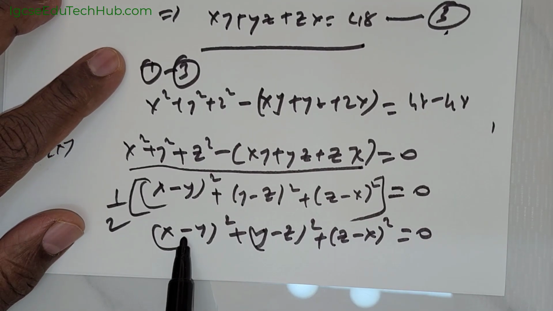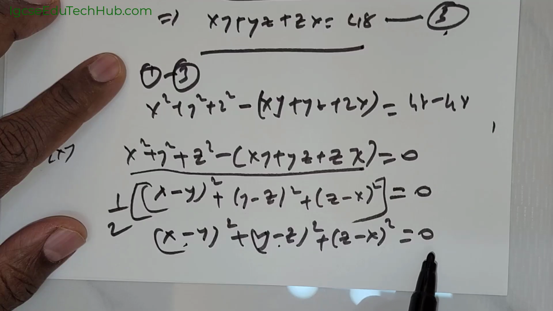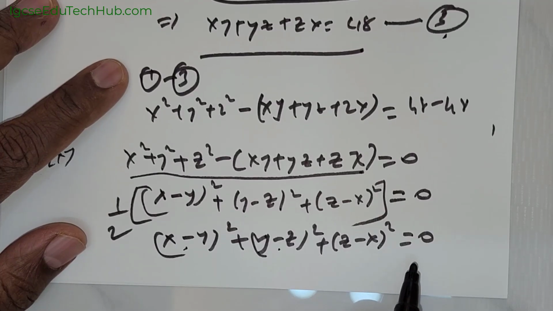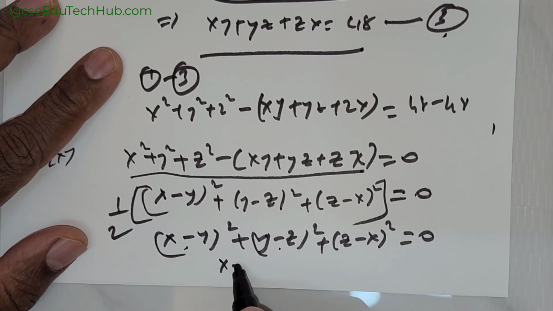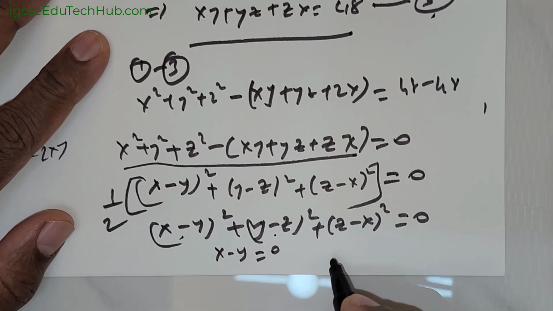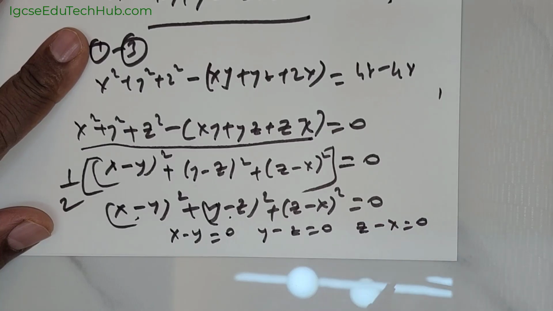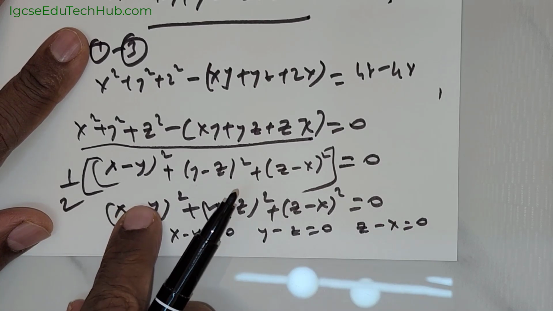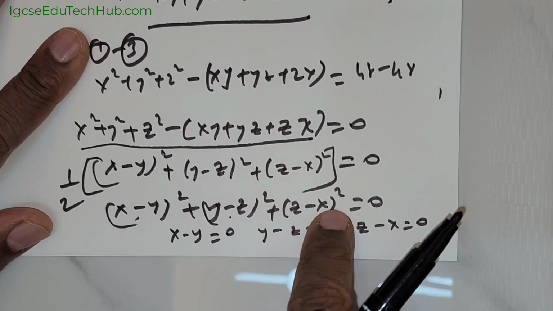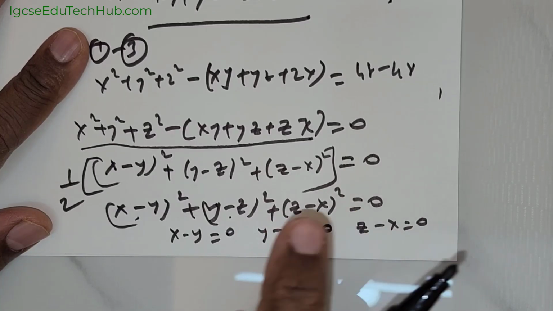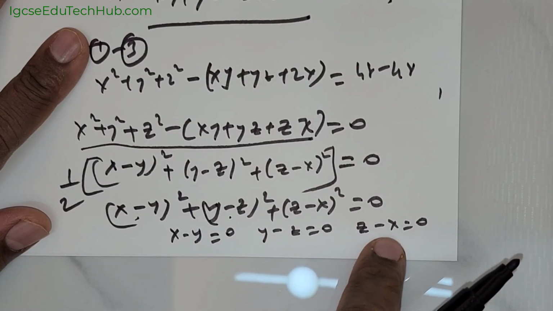Now look at here. This is a perfect square, this is a perfect square, this is a perfect square. All of these perfect squares are being added, and that has to produce 0. The only time that this can be possible is when x - y is equal to 0, y - z is equal to 0, and z - x is equal to 0. In other words, (x - y) squared should produce 0, (y - z) squared should produce 0, (z - x) squared should produce 0. And that is only possible if x - y = 0, y - z = 0, and z - x = 0.